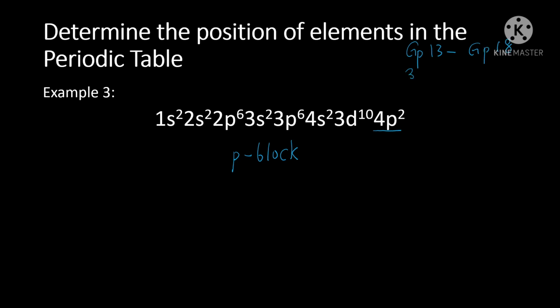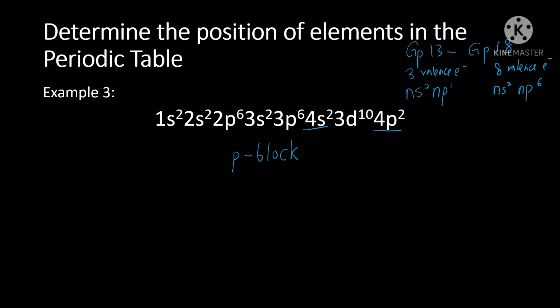So group 13, 3 valence electrons. So 2 electrons go into the s subshell and 1 electron goes into the p subshell. For group 18, 8 valence electrons, 2 electrons go into the s subshell and another 6 electrons go into the p subshell. With that, we can underline or circle the valence electronic configuration for this element. And for this element, the valence electronic configuration therefore is 4s2, 4p2.